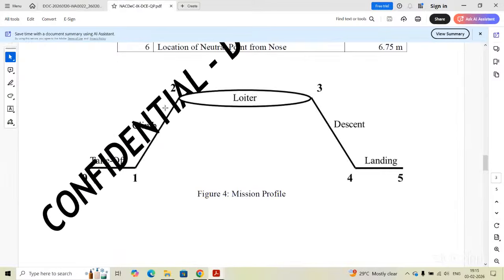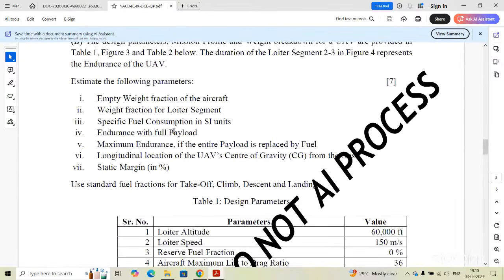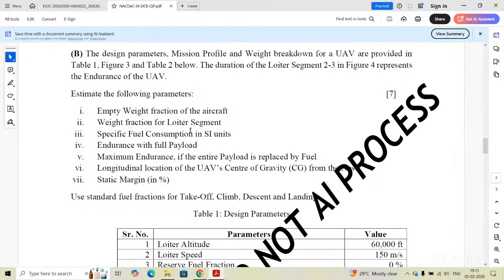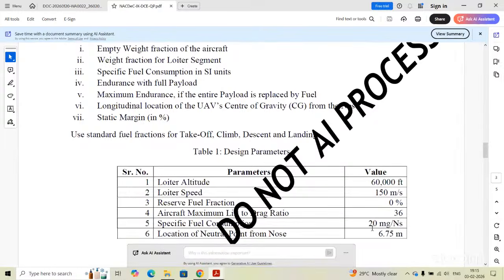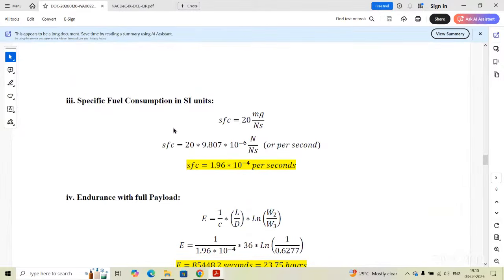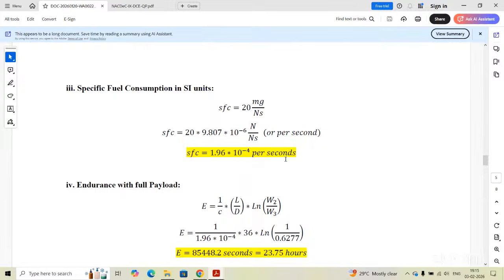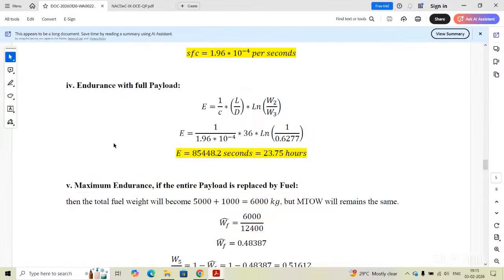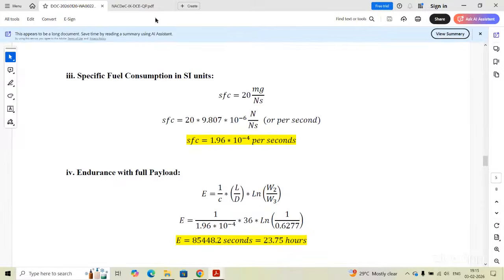Okay. The next question is about specific fuel consumption in SI units. The specific fuel consumption is given as 20 milligram per Newton seconds, which should be converted to SI units. So this milligram should be converted to Newton, and Newton will cancel out each other, and the answer will be in per seconds. And for the endurance with full payload and full fuel, which is given in the question, you will use this formula, because it is provided in the question.